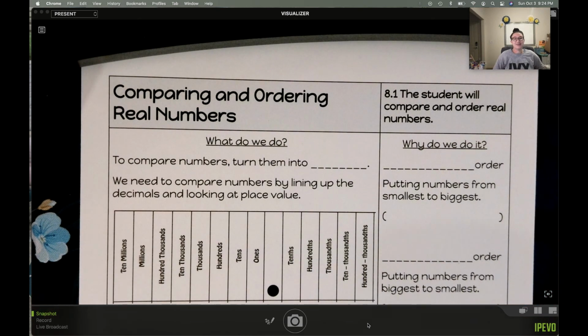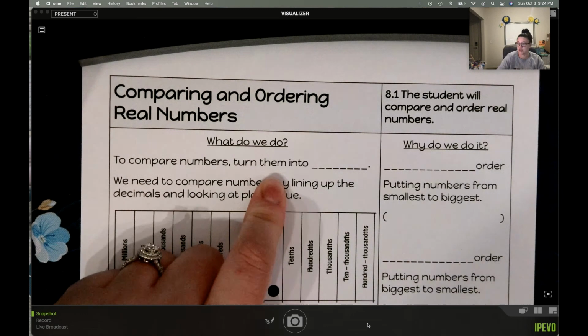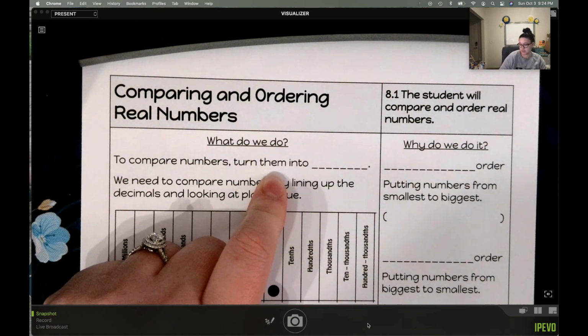All right. So we've already talked about how to turn everything into a decimal. In case you forget, look back at those notes. Now, once everything's in a decimal, we can finally compare them. Let me say it one more time. To compare numbers, we turn them into decimals.